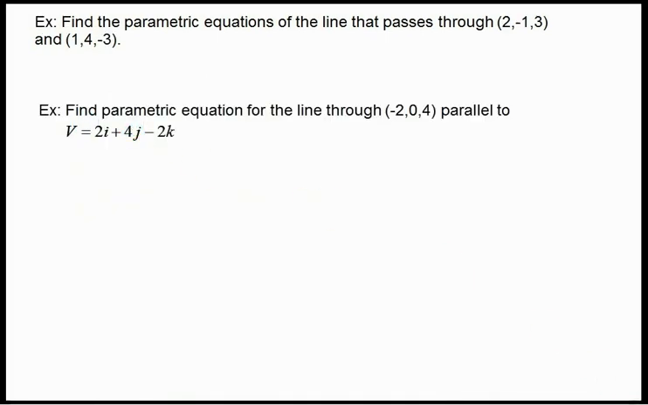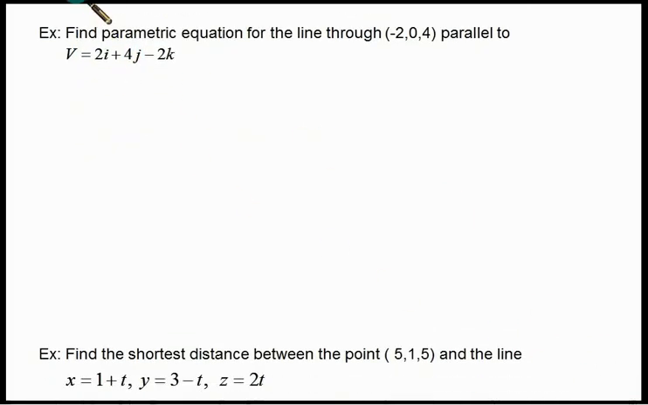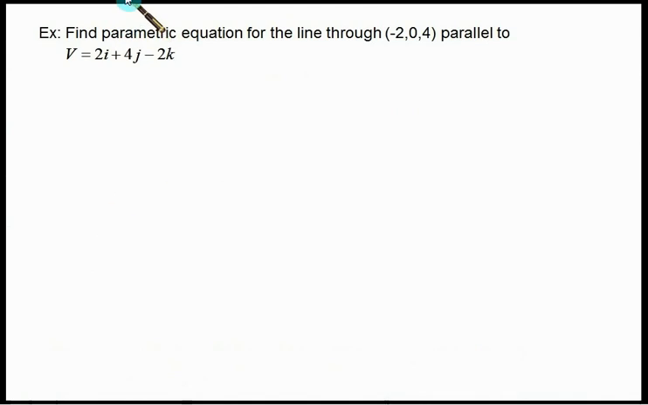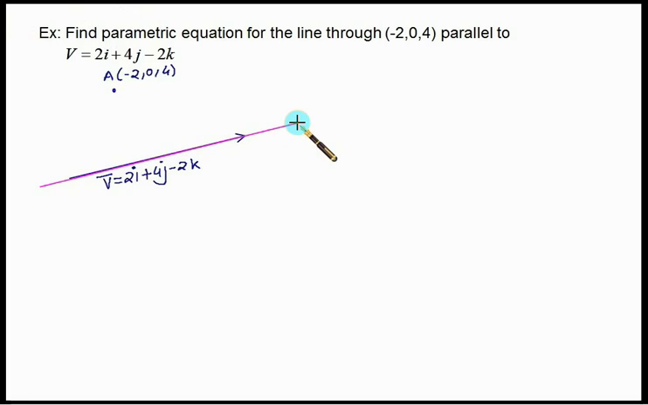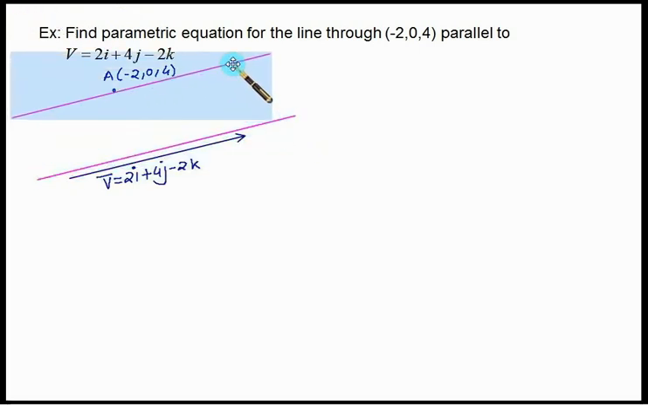In this problem, you have to find the parametric equation. You are given one point and you are given one vector v equal to 2i plus 4j minus 2k. So this vector represents v bar equal to 2i plus 4j minus 2k. And let's say in space we have one point minus 2, 0, 4. Let's label this point as A, minus 2, 0, 4. And now we'll draw one line which is parallel to this vector. So we are interested in this line, and this line passes through point A.